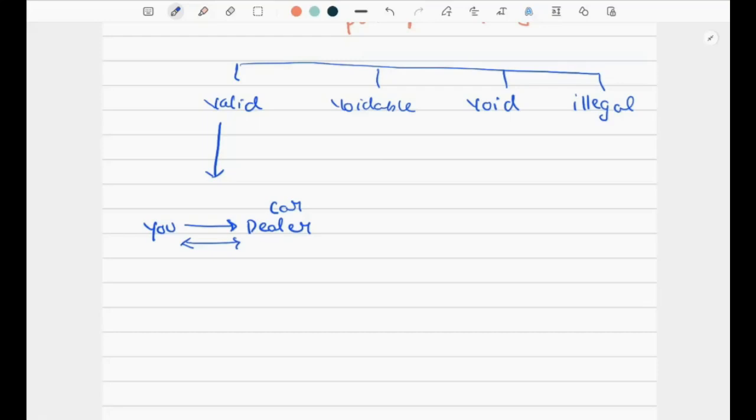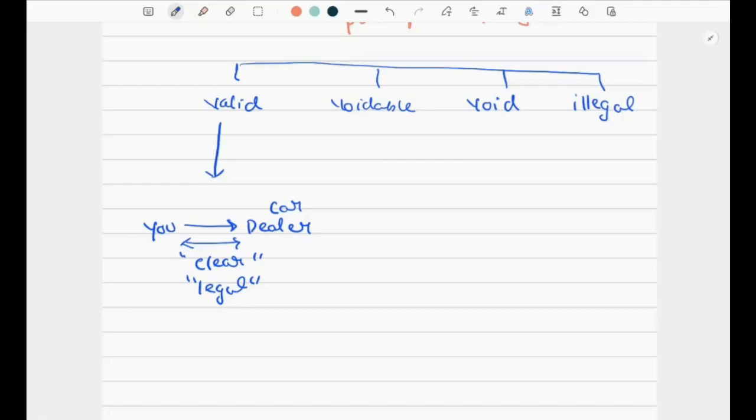Now in this case, if you say the contract is valid, the two parties, that is you and the car dealer, are competent to enter into a contract. Both of you are competent enough to enter into a contract, and the terms of this sale are clear. Whatever the terms of sale that you have, they are clear and legal. The sale is also legal. So this contract is valid and legally binding. So we can say it is a valid contract.